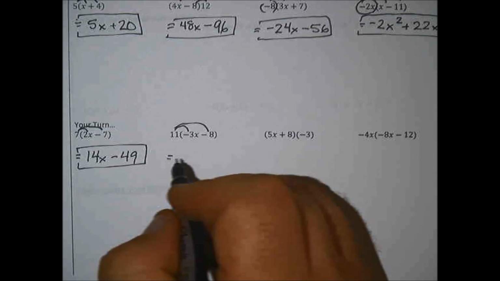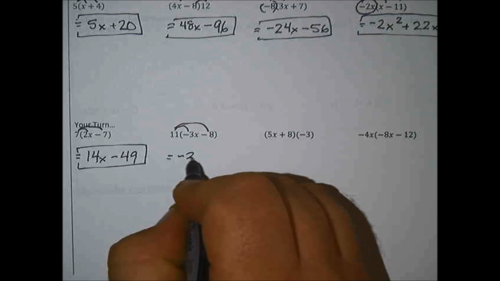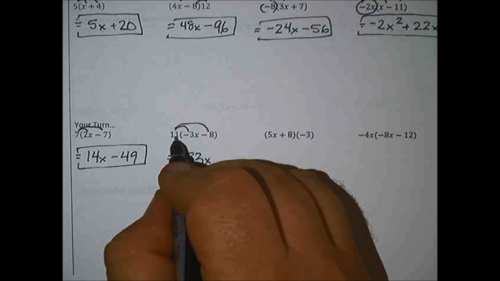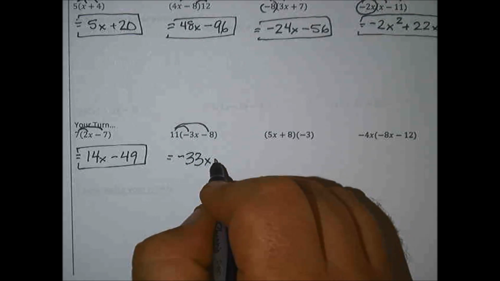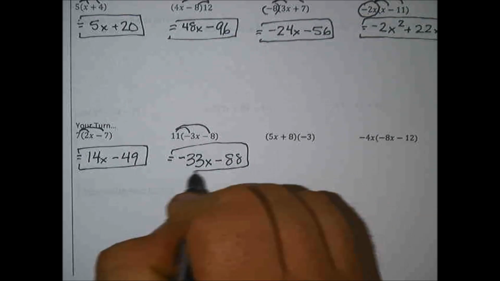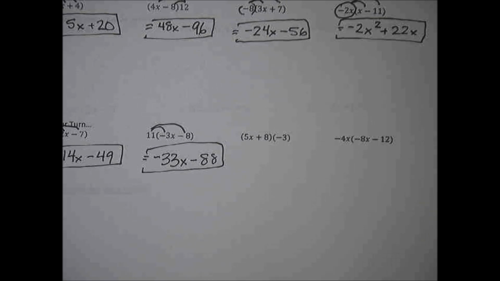Distributing that 11 inside the parentheses, 11 times negative 3 is negative 33, and x is just multiplied by that whole thing. 11 times negative 8 is negative 88. And that's my answer. There's no like terms here, so I can't go any farther. Go ahead and pause the video, try the next 2 problems.